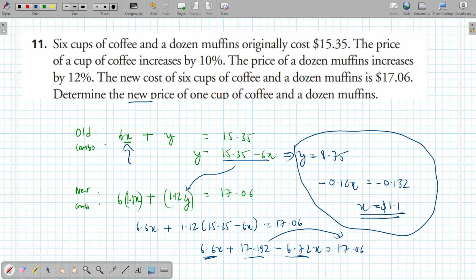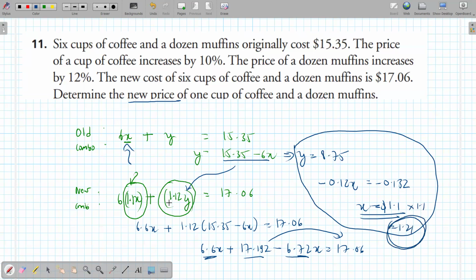The question's asking us for the new price. How do we find the new price? What do we multiply 1.1 by? The answer is right here. For coffee, you multiply it by 1.1 because the price went up by 10%. So it'll be 1.1 times 1.1. It'll be 1.21. So this is the new price of a cup of coffee.